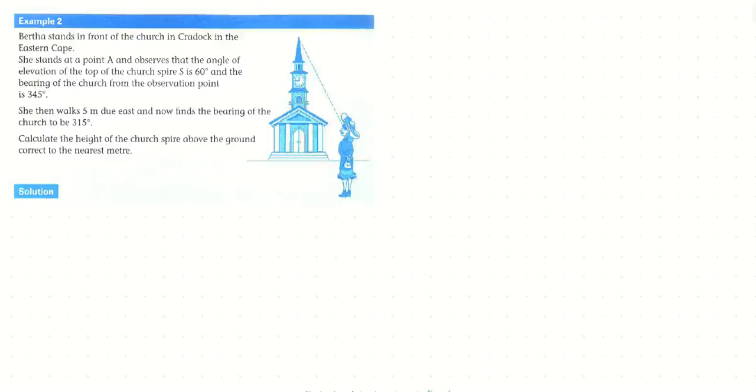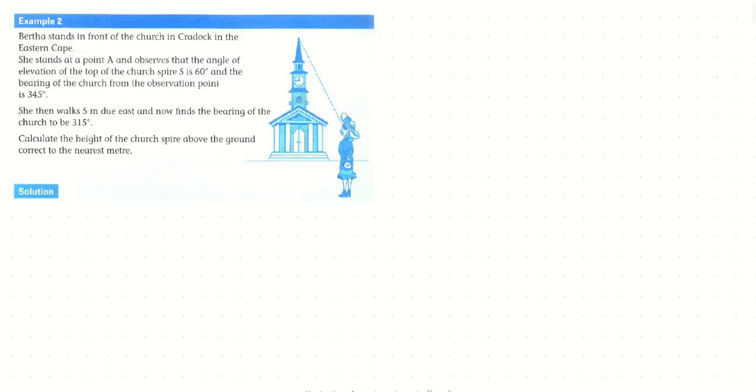Okay, girls, so now we're looking at example 2. Example 2 says Bertha stands in front of a church in Craddock in the Eastern Cape. She stands at point A and observes the angle of elevation from the top of the church spire is 60 degrees. And the bearing of the church from the observation point is 345 degrees.